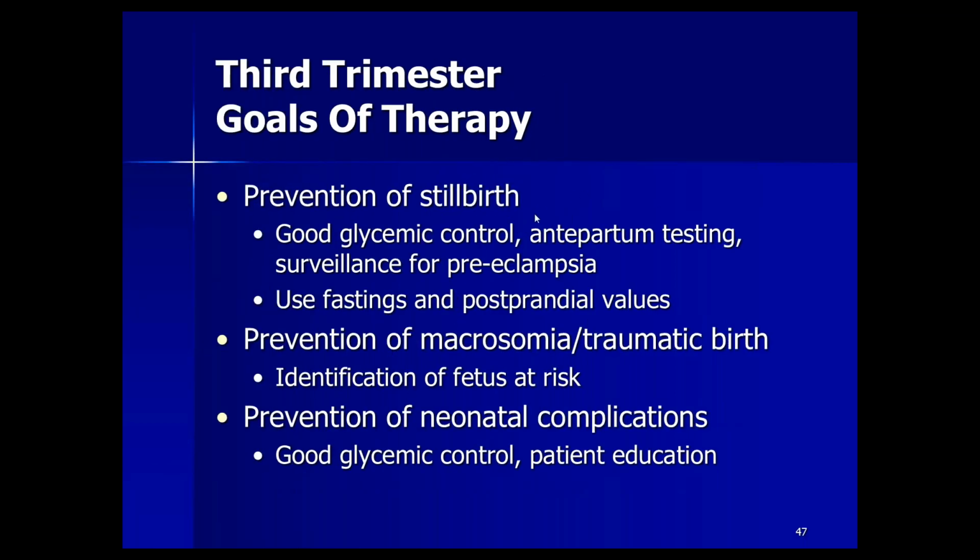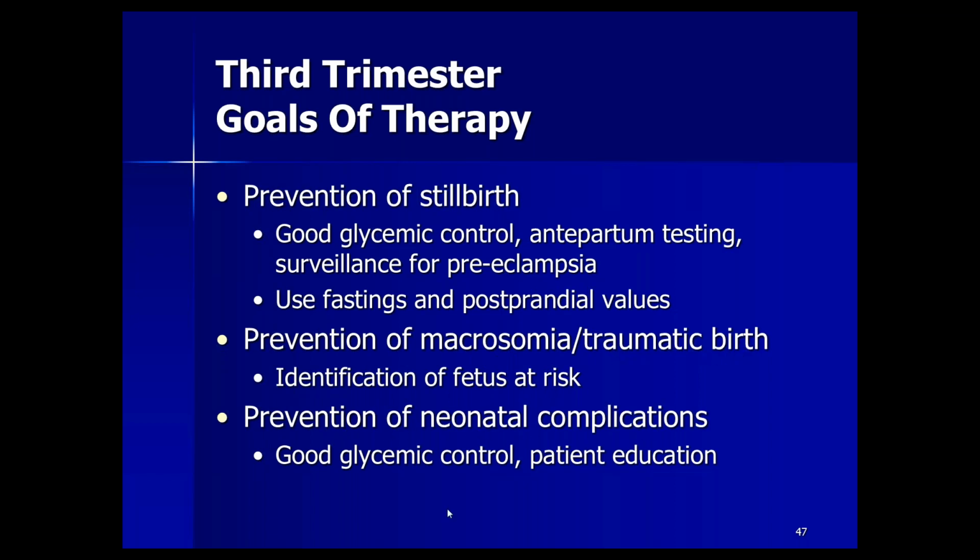Third trimester, everybody's afraid of a stillbirth. With good glycemic control and antepartum testing and surveillance for preeclampsia, those risks are actually extremely low. They are best prevented by using fasting and postprandial values for setting your glucose control targets as opposed to using the premeal values. You want to prevent macrosomia and traumatic birth.